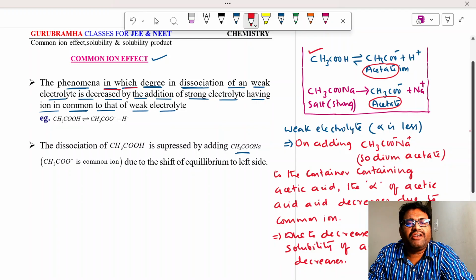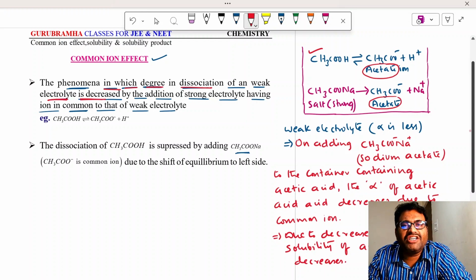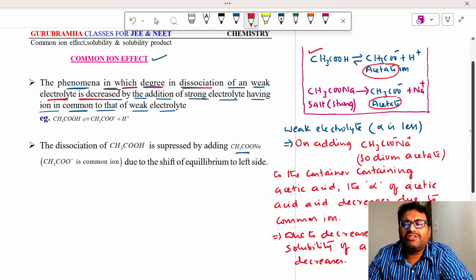So the phenomenon in which the degree of dissociation of a weak electrolyte is decreased, whose solubility is decreased, whose alpha is decreased, acetic acid alpha is decreased, on addition of sodium acetate. Why? Due to the common ion. Understood?